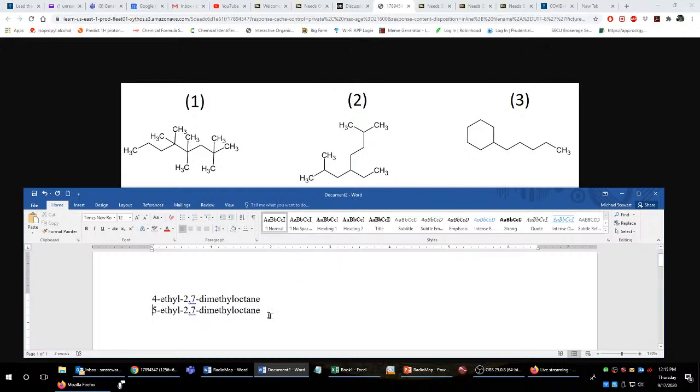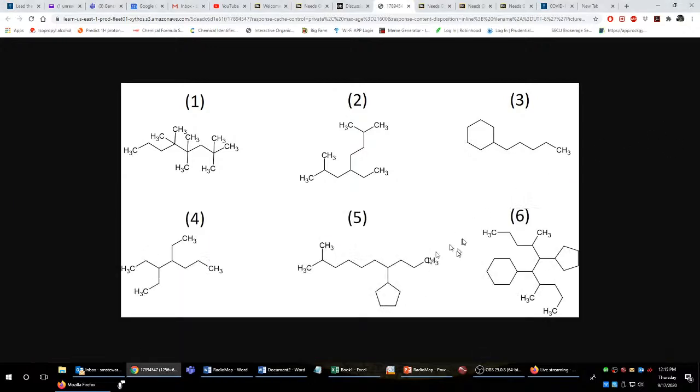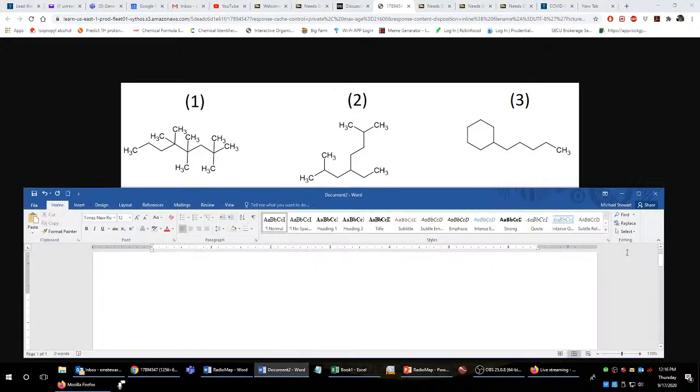Now, how does this change if we have a cyclic compound? So we've got 3 cyclic ones here to help you with it. The first thing we have to ask with the cyclic compounds is, does the carbon ring have more carbons or less carbons than the branches coming off of it? So if we look at number 3, we've got 1, 2, 3, 4, 5, 6 carbons versus the branch, which is 1, 2, 3, 4, 5. So if the ring has more carbons than the chain attached to it, the ring is the parent chain. So for number 3, this would be cyclohexane as the parent chain.